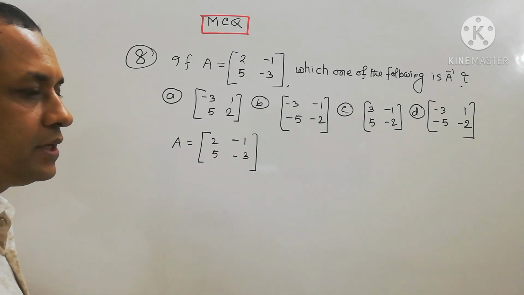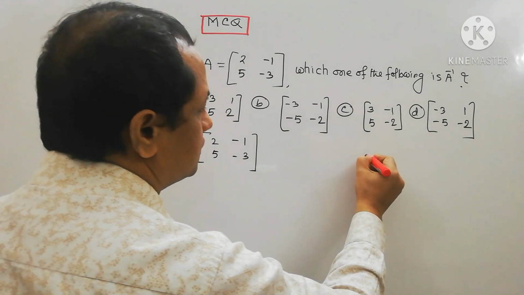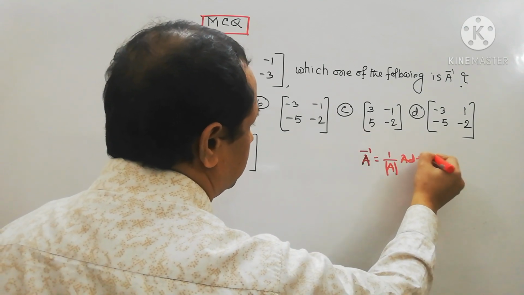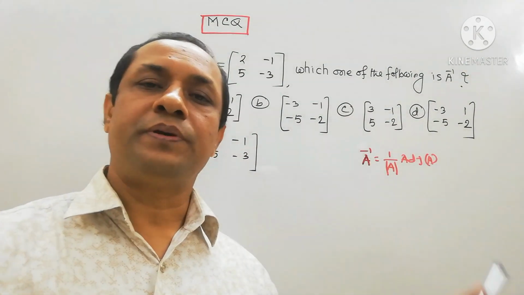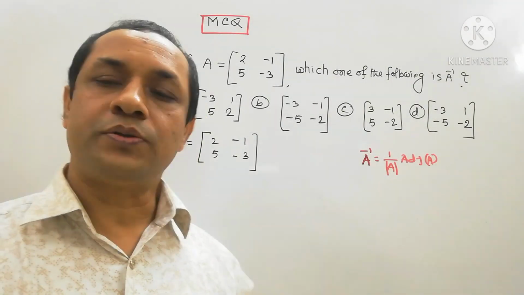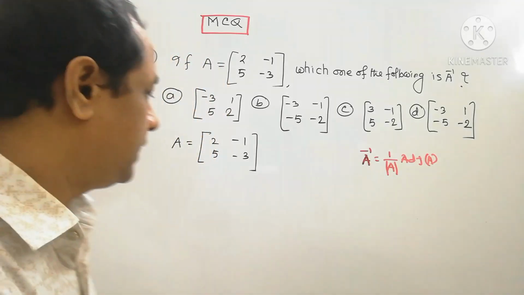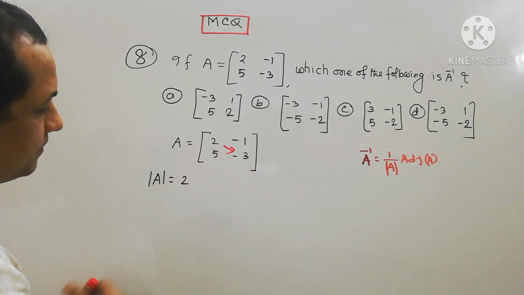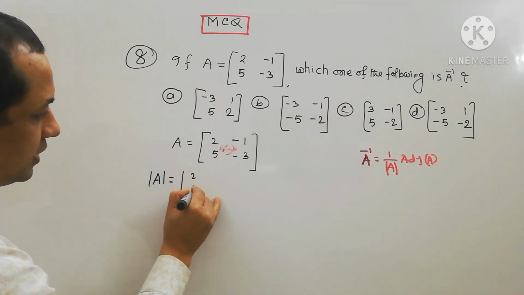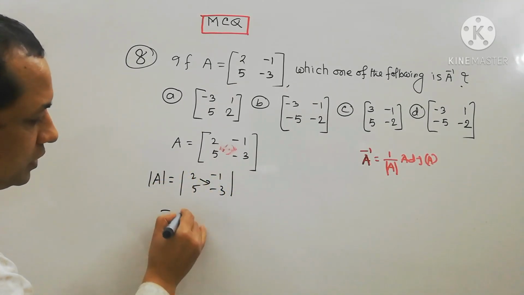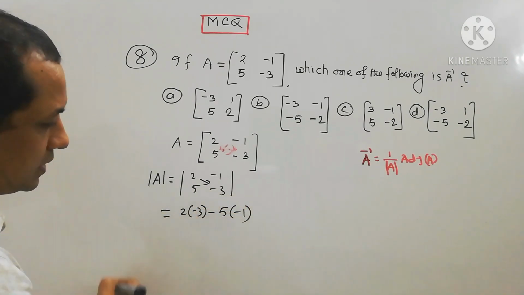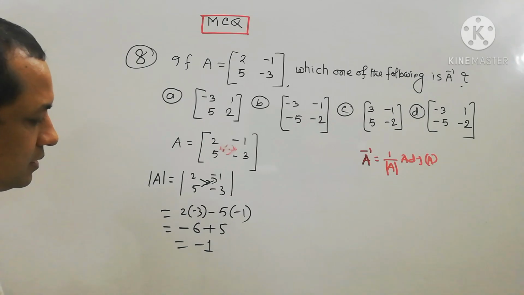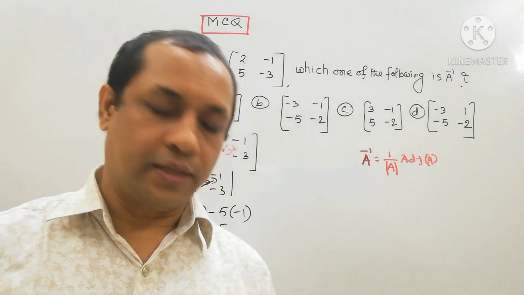So student, we know that A inverse equals 1 by determinant A times the adjoint of A. You have learned this in previous classes. Now find the determinant of A. Determinant A is 2, 5, minus 1, minus 3. Now we have 2 into minus 3 minus 5 into minus 1. Here 5 into minus 1, so minus 6 and minus minus plus 5 equals minus 1. So the value of the determinant A equals minus 1.